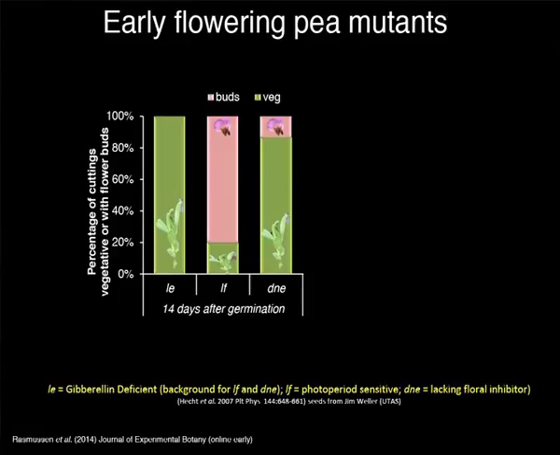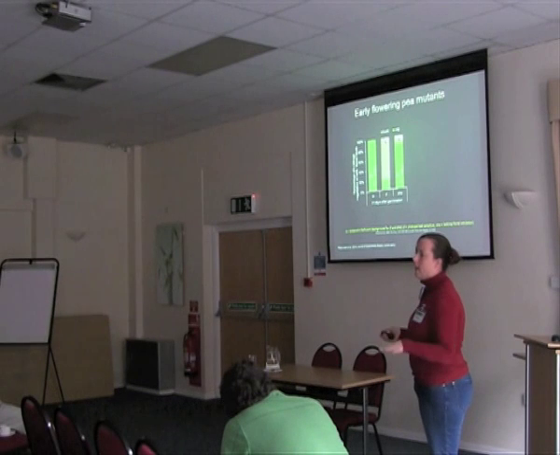And just to show you the flowering phenotype first, this is the percentage of the cuttings that either were just vegetative or had flowers present. So you can see here, this is the LE. Now, LE is a gibberellin deficient mutant, which all of these flowering mutants have been made in. So all the flowering genetic mutants are in an LE background. And you can see the flowering phenotype is like wild type, actually.